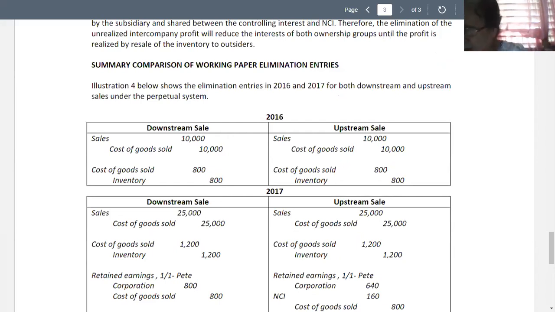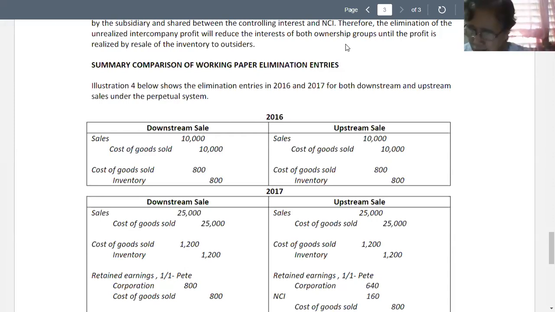Okay, so we now have the comparison of the downstream and the upstream sale. In the case of this time, we are dealing with the downstream sale. Okay, so with regards to any questions? Any questions? We are now in the upstream sale of inventory.